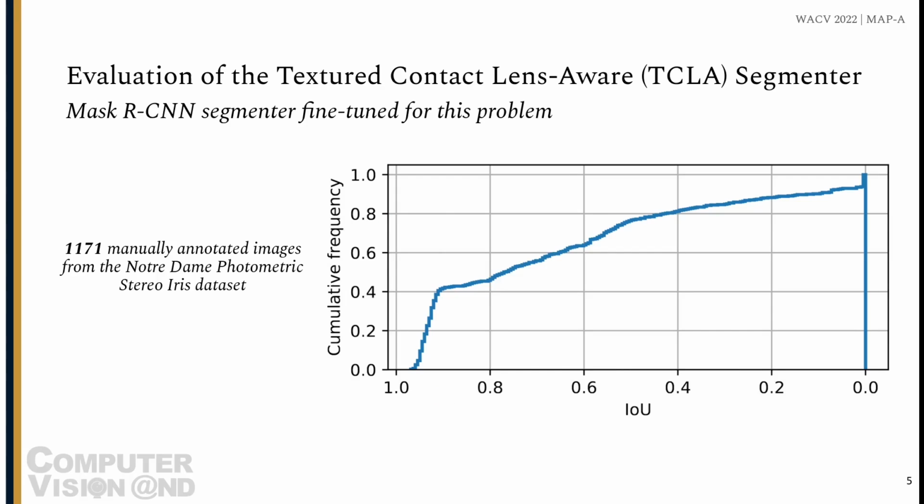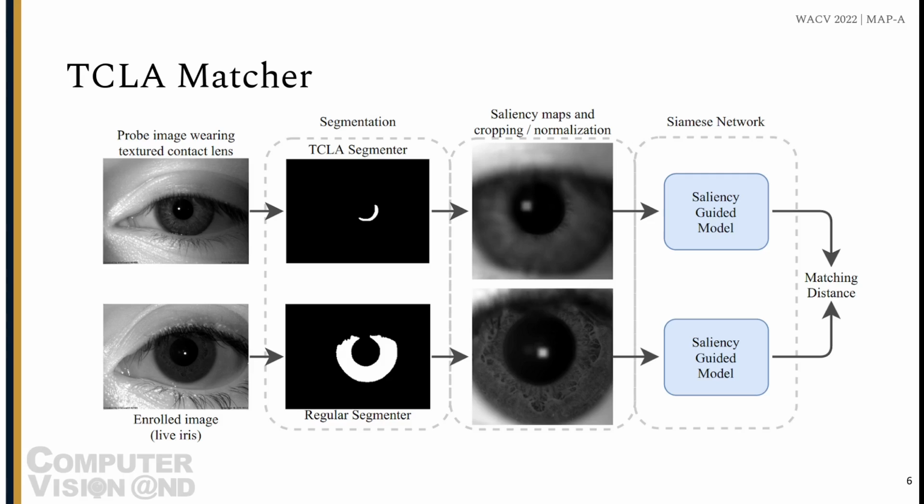So the second part is our proposed TCLA matcher, which is the model that actually performs the matching after the segmentation is done. The TCLA matcher is a Siamese neural network model that returns the distance of a given pair of irises. The probe irises have the regions of interest predicted by the TCLA segmenter, while our regular segmenter is applied on the enrolled images. Like other Siamese networks, this also shares the weights and biases between the two inputs, so that when they're training, the loss is calculated for a pair of inputs, like in a contrastive loss.